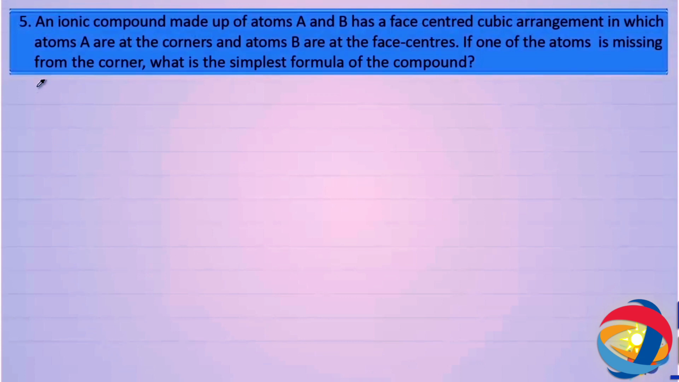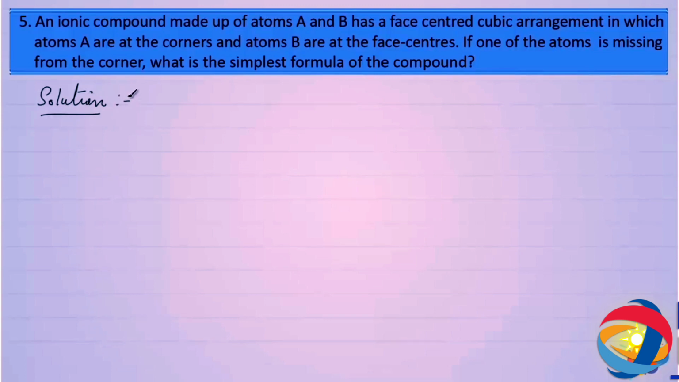The question is, an ionic compound made up of atoms A and B has a face-centered cubic arrangement in which atoms A are at the corners and atoms B are at the face centers. If one of the atoms is missing from the corner, what is the simplest formula of the compound? Let's find the solution for this problem.